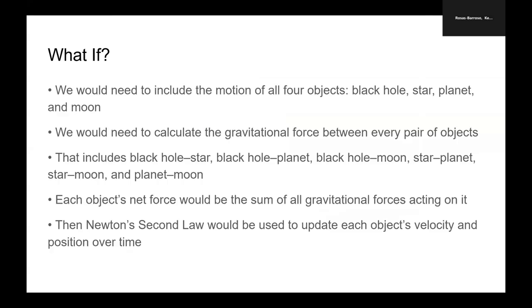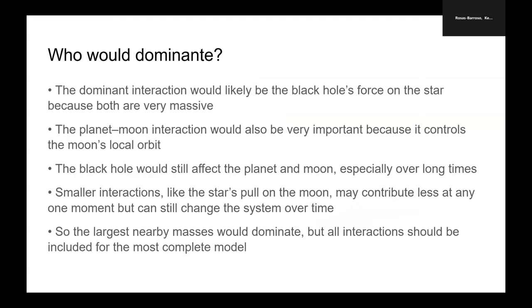And so if we modeled the entire system, including the black hole, star, planet, and moon, we would need to calculate the gravitational forces between each pair of objects. In terms of which forces would dominate, the largest interactions would dominate the motion, particularly the black hole-star and the planet-moon interactions.